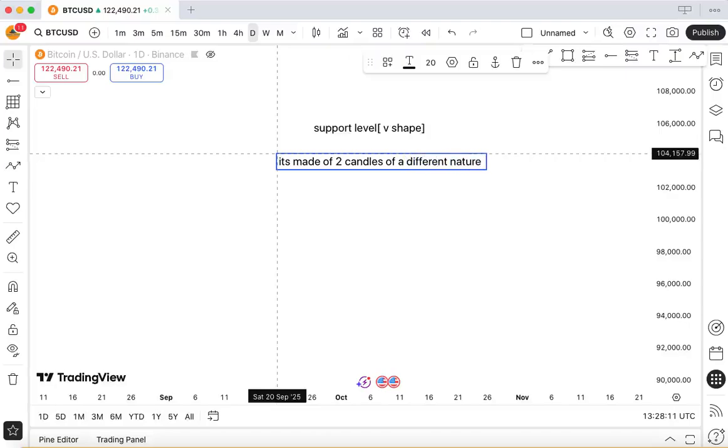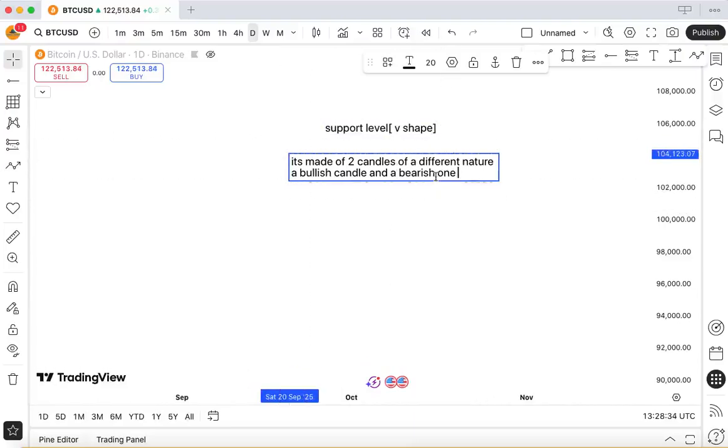So in that, I mean a bullish candle and a bearish one. Yeah, so that is our support level. Okay, let me make them respectively. It has to be a bearish first, then a bullish last.